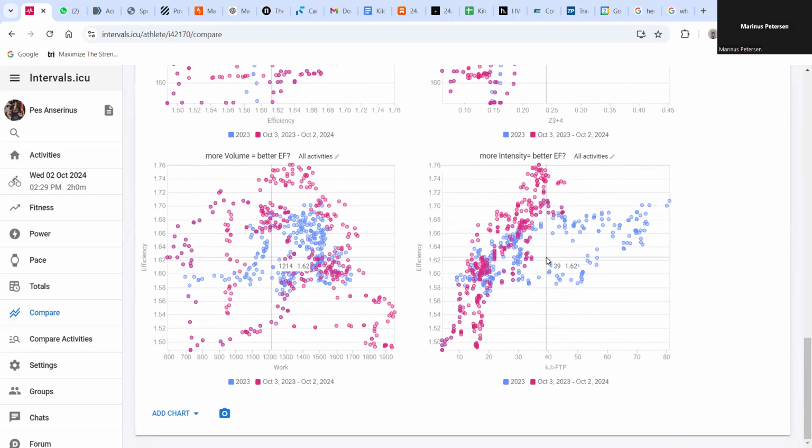I think 42 days is like a month and a half or something, isn't it? So you can see the effect that the training's having, and it's also not too long of a legacy effect. So I think it works pretty well to see the effect the training's actually having on the EF. And you see again, volume no effect, intensity, yeah, a bit of a good effect on EF.